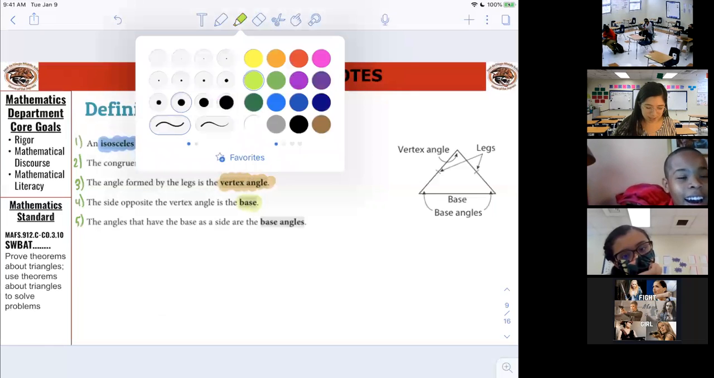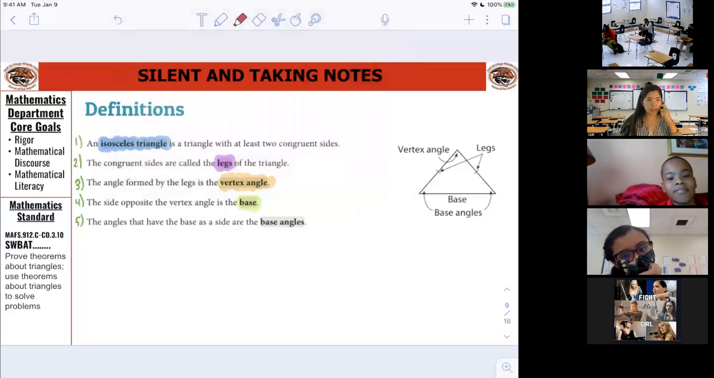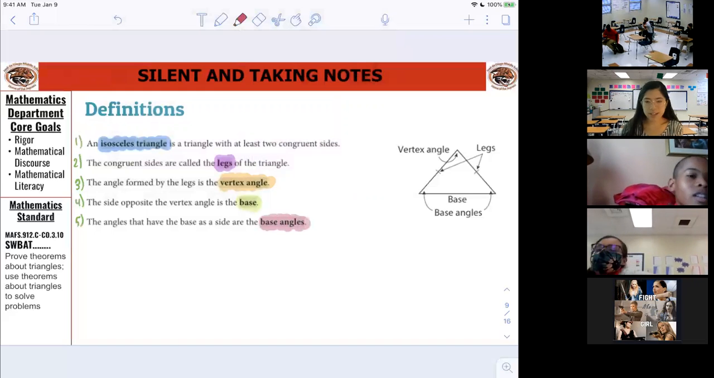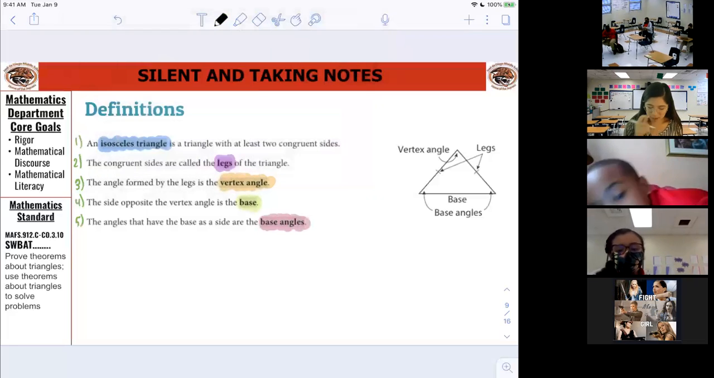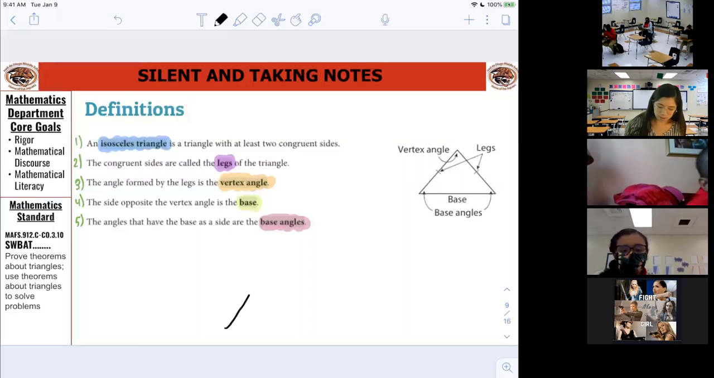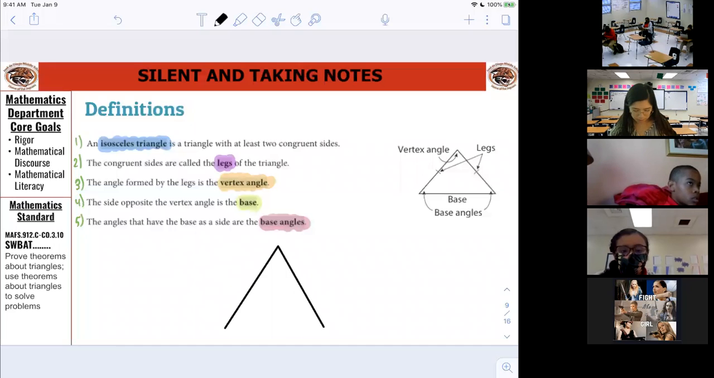All right, and then the last one. Who can be the last volunteer? Carla. Angles that have the base as a side are the base angles. Thank you. All right, so we've got a lot to consider here. Go ahead and start copying down these definitions. I'm also going to redraw that diagram in a slightly bigger and more colorful way. As you are writing, I'm going to work on this real quick.